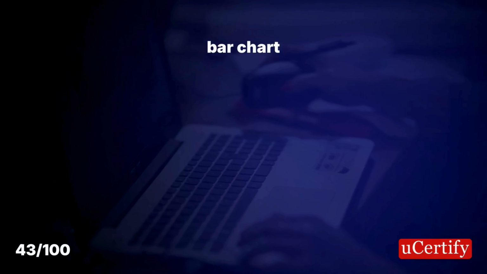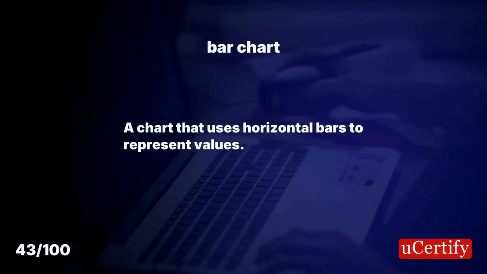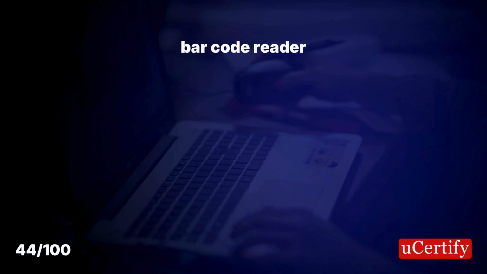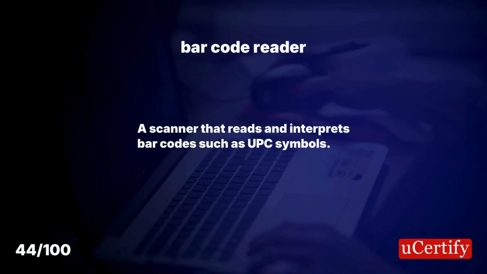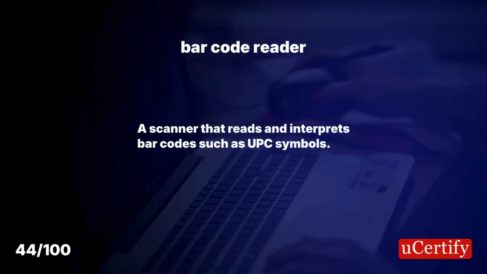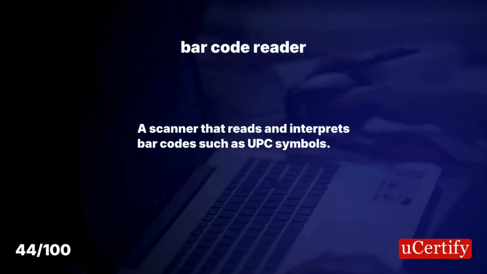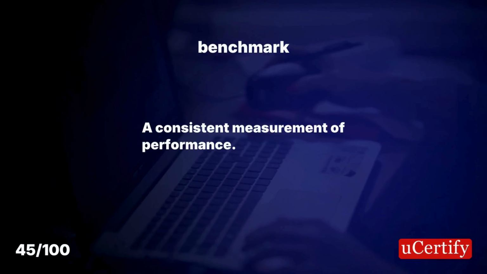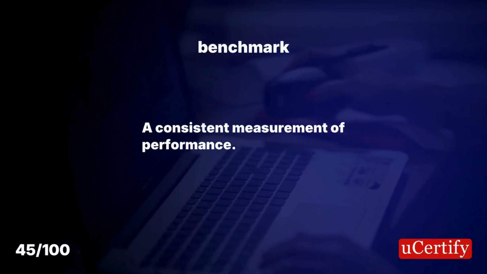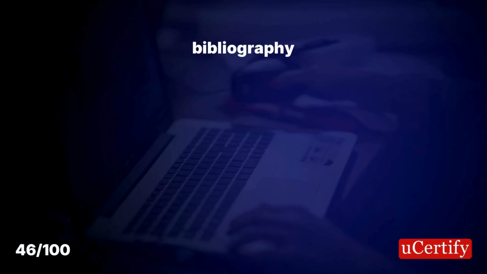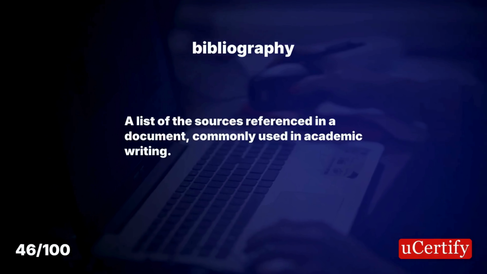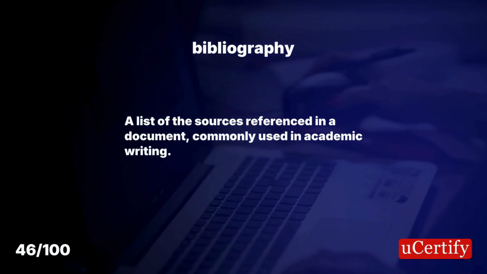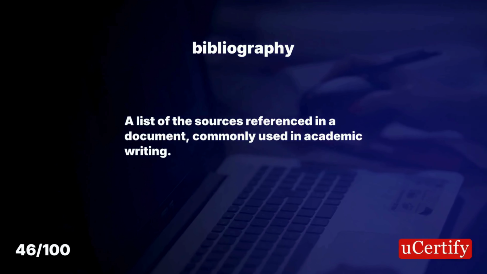Term: bar chart. Definition: a chart that uses horizontal bars to represent values. Term: barcode reader. Definition: a scanner that reads and interprets barcodes, such as UPC symbols. Term: benchmark. Definition: a consistent measurement of performance. Term: bibliography. Definition: a list of the sources referenced in a document, commonly used in academic writing.